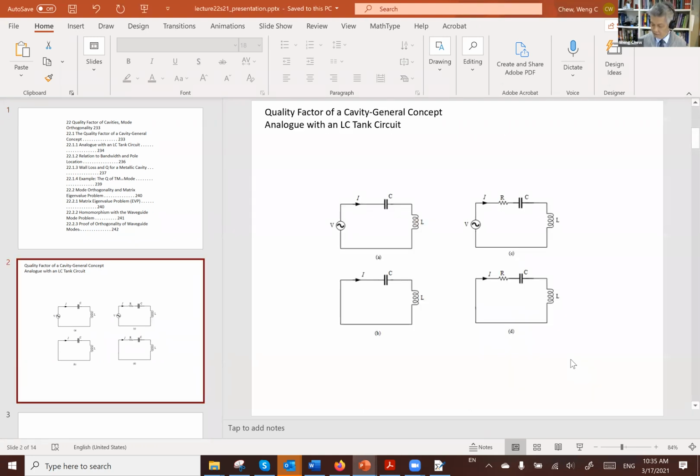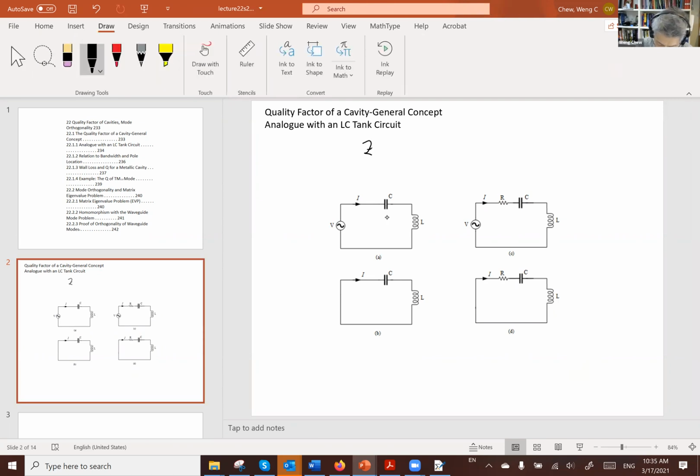We can take the simplest cavity or resonator that we can think of, which is indicated by an LC tank circuit. If you were to drive an LC tank circuit with a voltage source, you will find that there will be an impedance. And of course, most of us know how to work out this impedance. The impedance Z is given by j omega L plus 1 over j omega C.